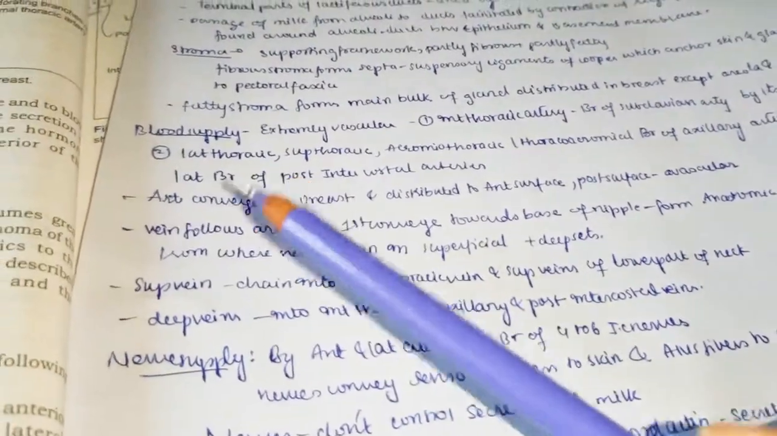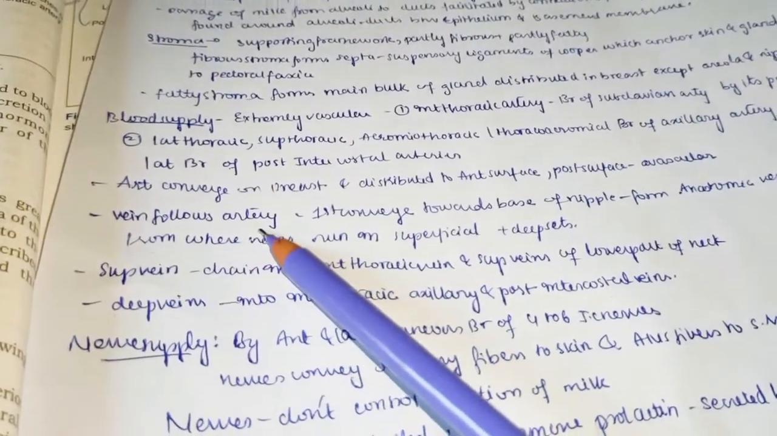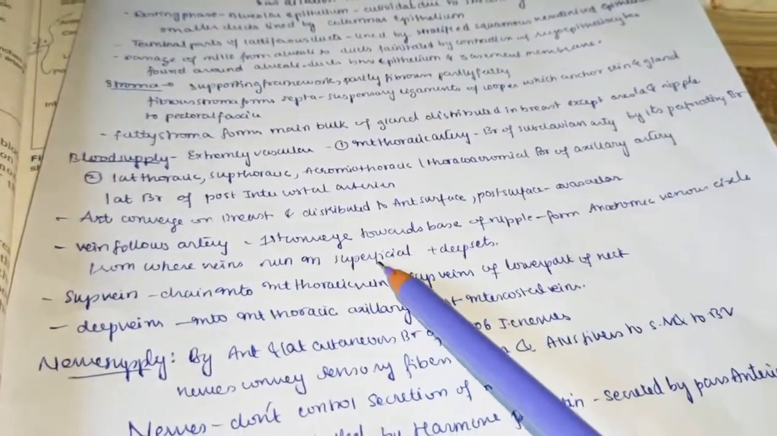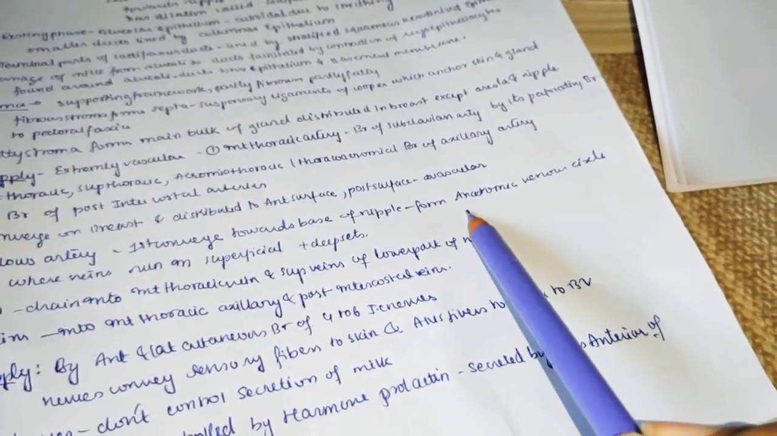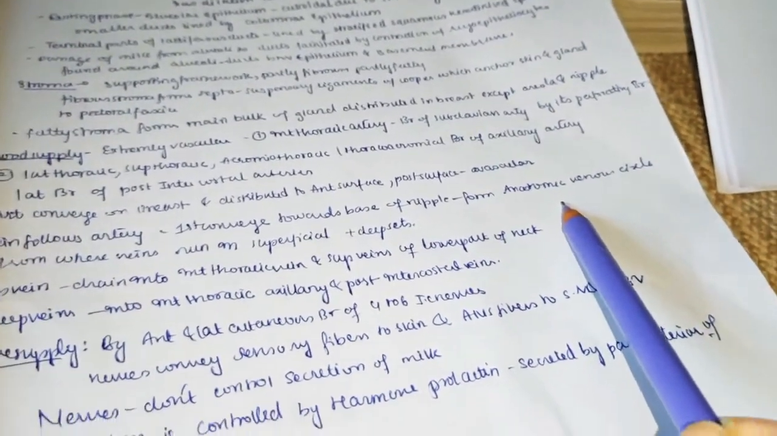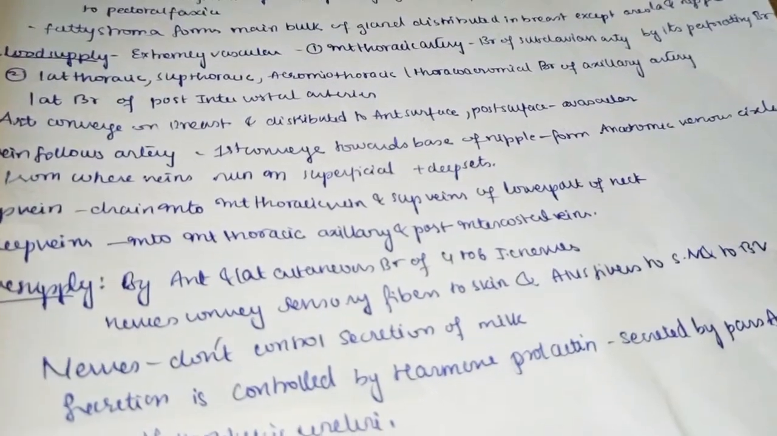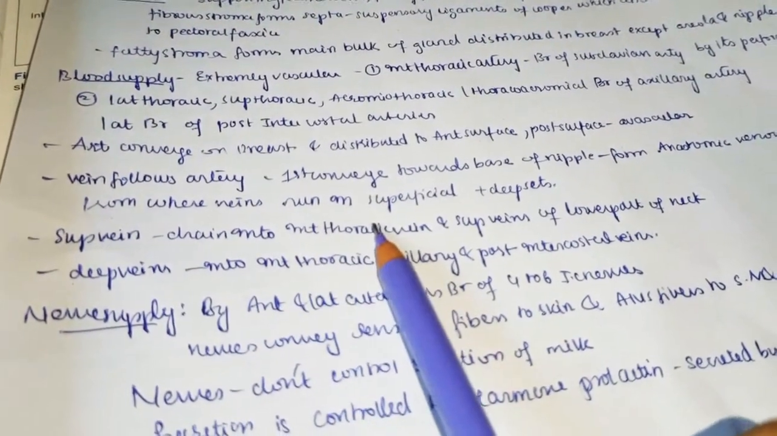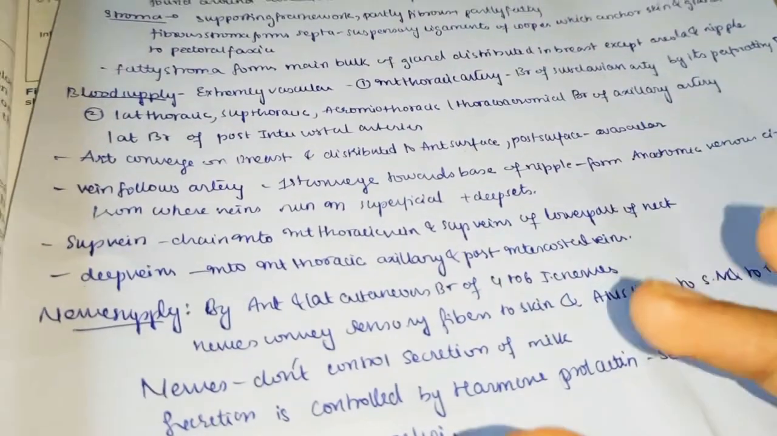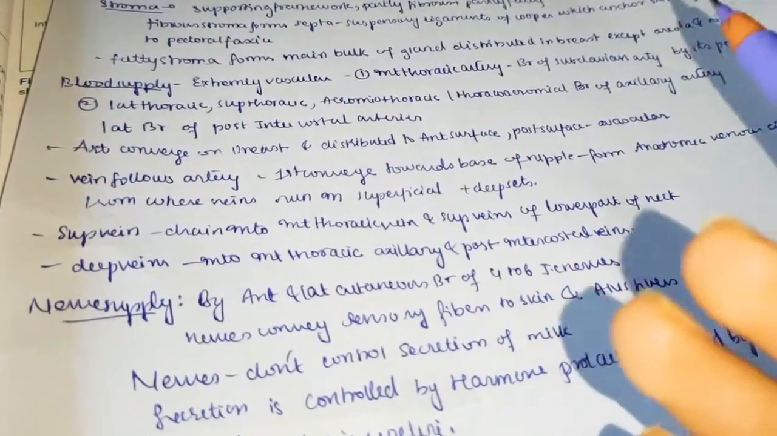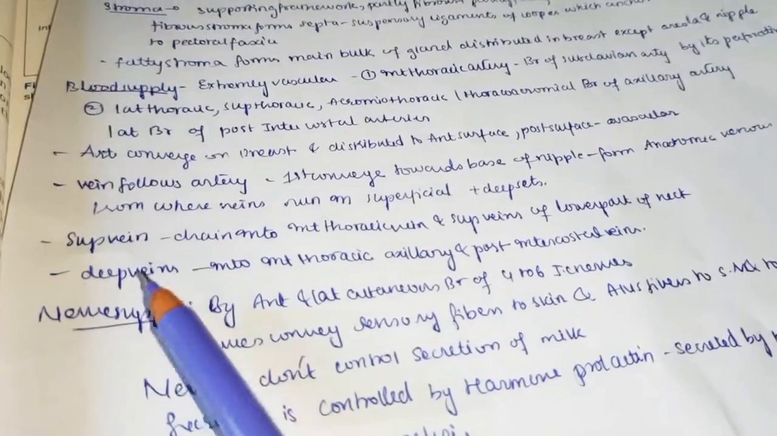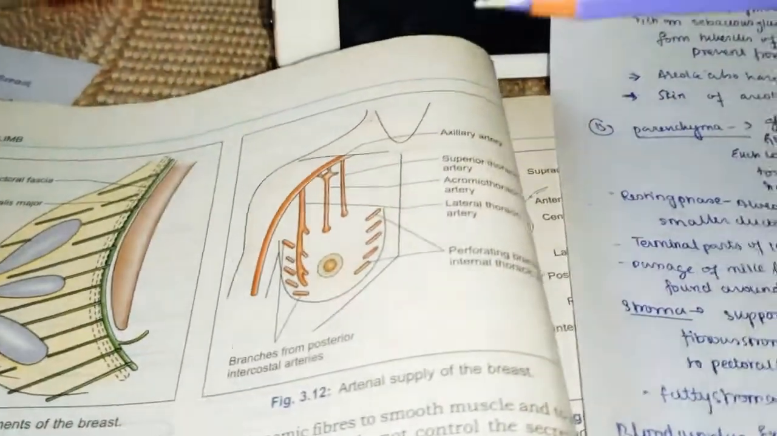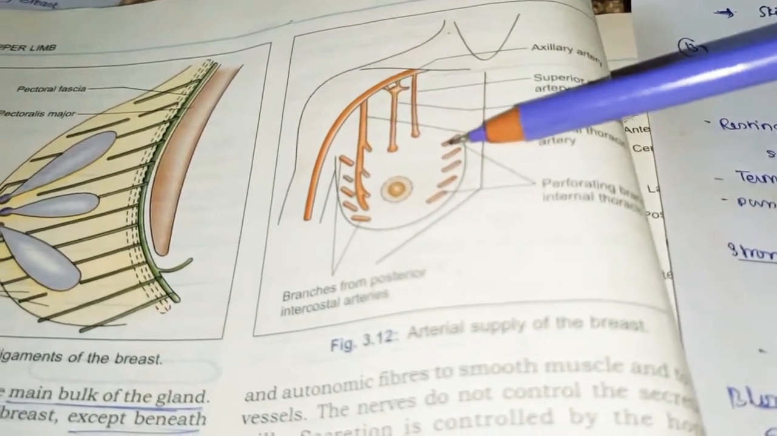Veins are nothing but follow the arteries. As the arteries are the same, the veins also follow the same pathway. They first converge towards the base of the nipple and form the anastomotic venous circle, from where the veins run in superficial and deep courses. The superficial veins drain into the internal thoracic vein. For example, now imagine them as veins. So this is the internal thoracic vein.